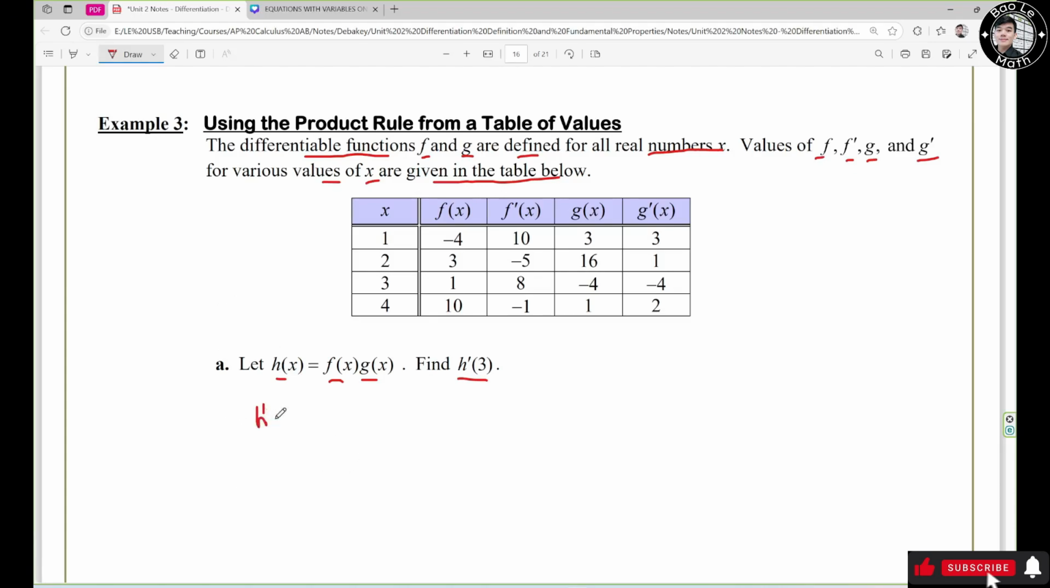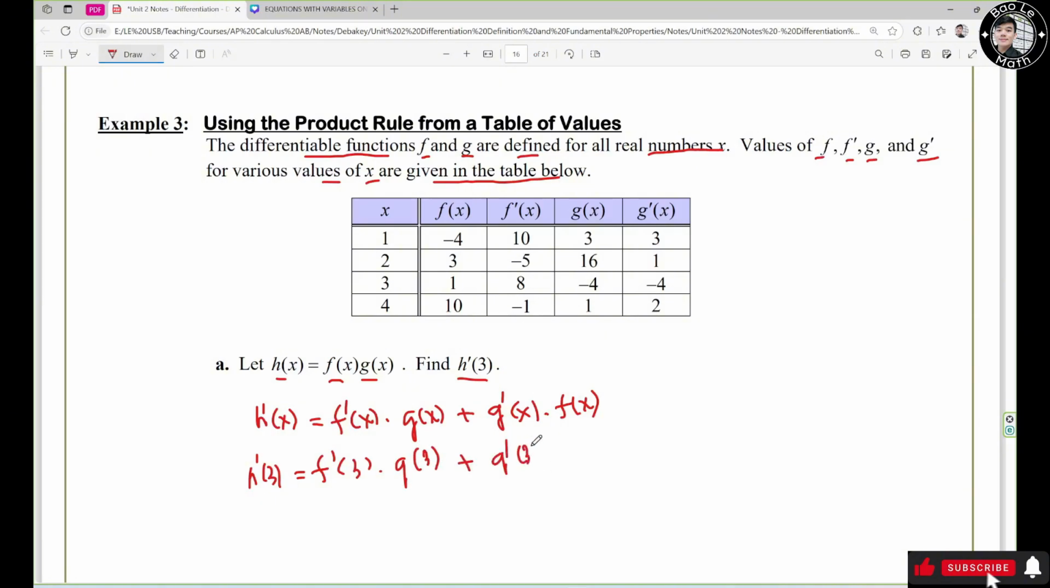So we have h prime of s equals the derivative, which is going to be f prime of s times g of s plus g prime of s times f of s, using the product rule. Now we substitute 3 for s. So I have h prime of 3 equals f prime of 3 times g of 3 plus g prime of 3 times f of 3.